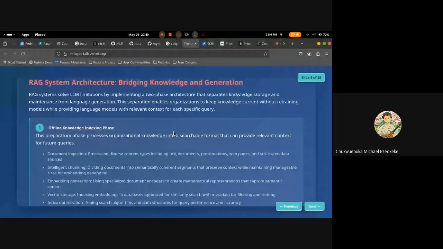Just moving on, let's talk about how RAG solves LLM limitations. It implements a two-phase architecture that separates knowledge storage and maintenance from language generation. The reason this separation is important is that it helps organizations keep knowledge current without retraining models, while providing language models with relevant context.